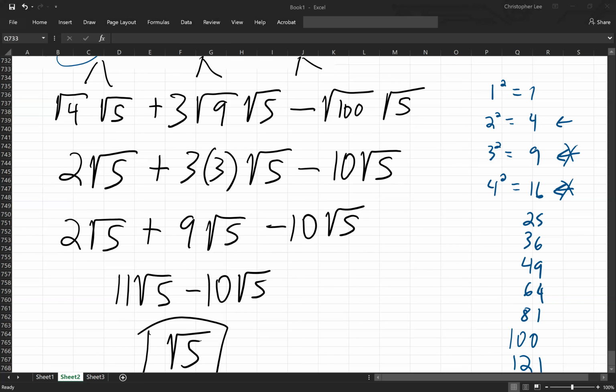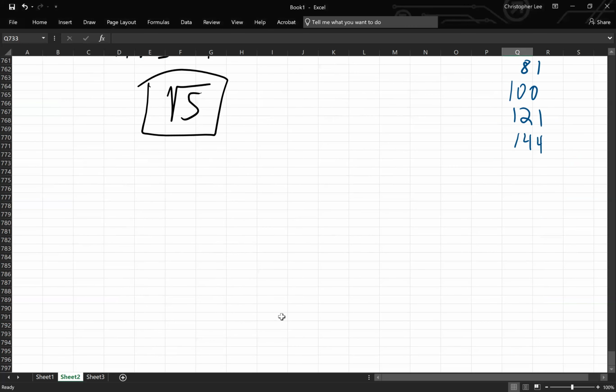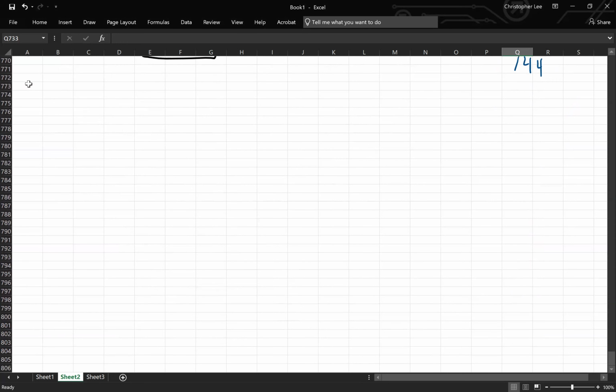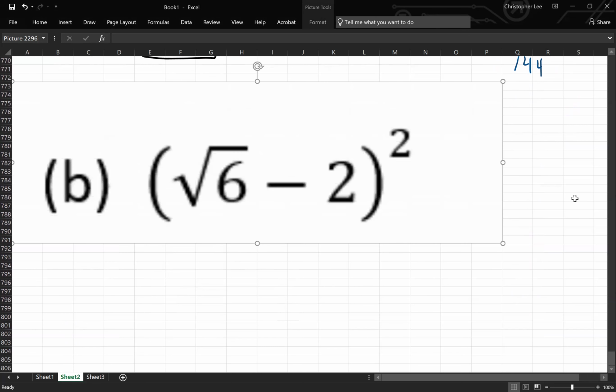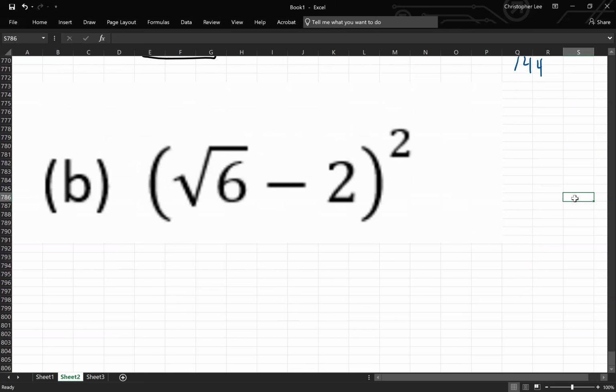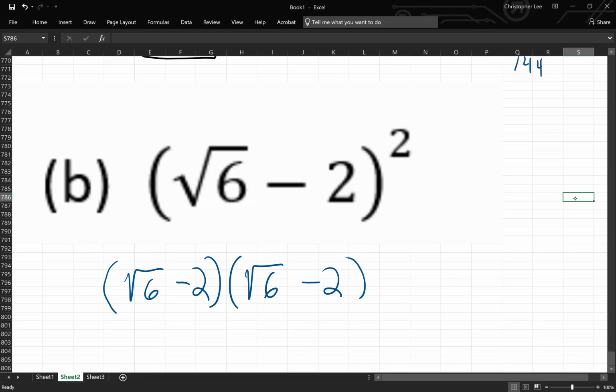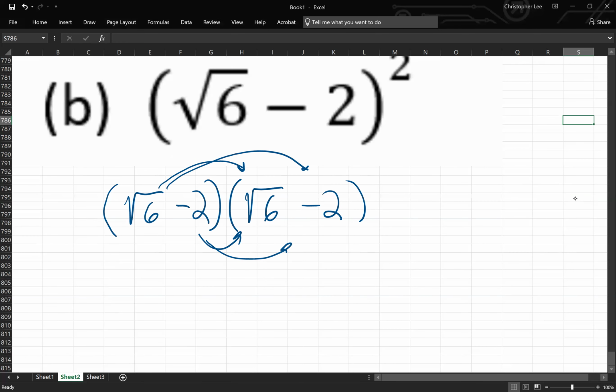This next question is very, very easy. So we just want to distribute this. If you can't tell what it is just by looking at it, you can rewrite it as square root 6 minus 2 times square root 6 minus 2, and then just distribute, or FOIL, whatever. Same old. So what's square root 6 times square root 6? Just 6. What's square root 6 times negative 2?